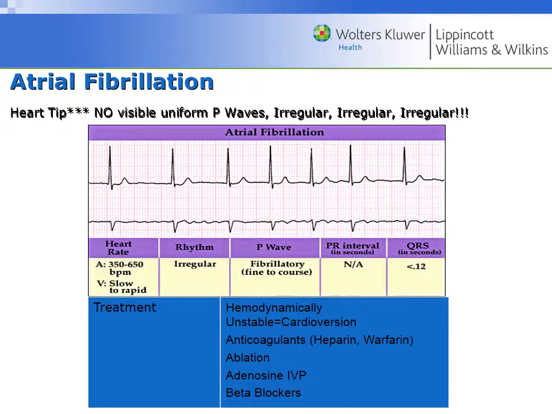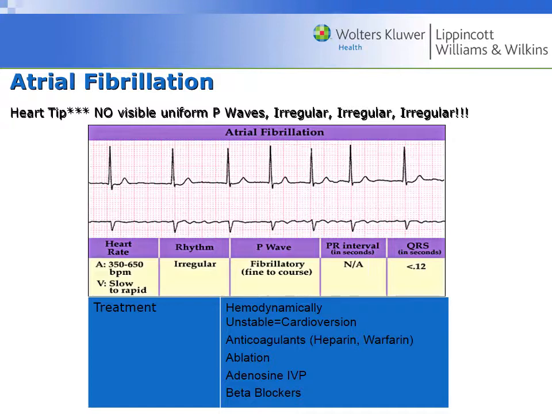The rhythm in atrial fib is irregular. The P waves are absent because they're fibrillating, not creating an effective P wave. There is no PR interval. Most of the time, the QRS complex is less than 0.12.